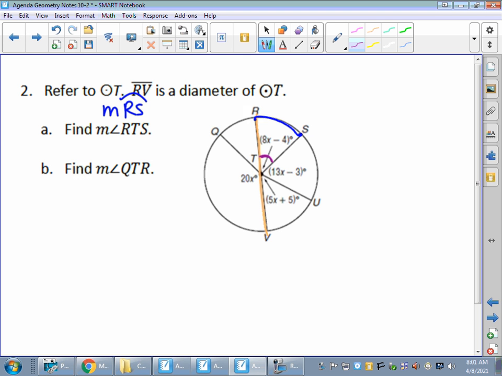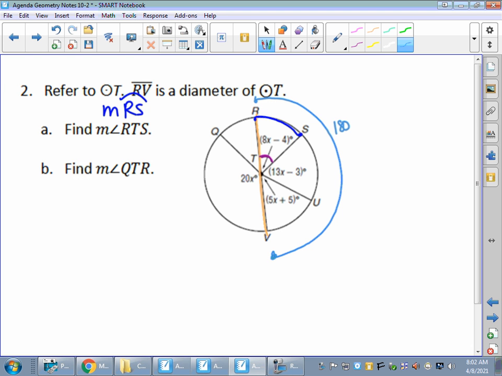Well, this one's a really sneaky one. There's a couple ways you could do this, but before I can do anything, I've got to think about how I can find x. Well, I'm going to use that diameter to my advantage. Once I know x, I can find everything I need to know. If RV is a diameter, and I go this way around the circle, diameter is a semicircle, 180 degrees. So this is that adjacent angle postulate as well.